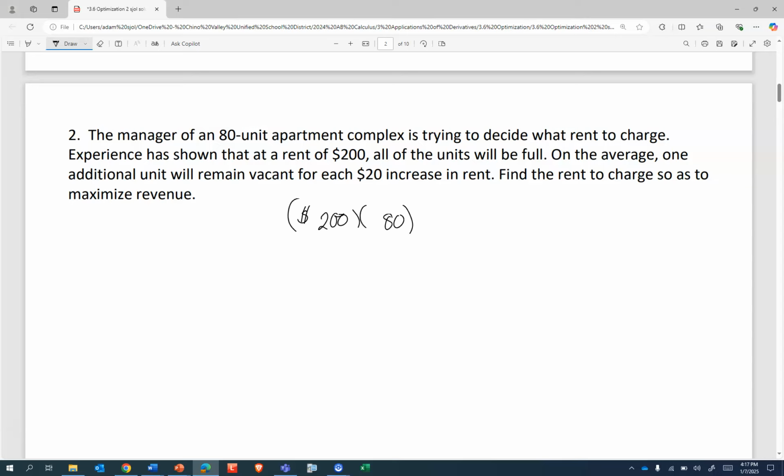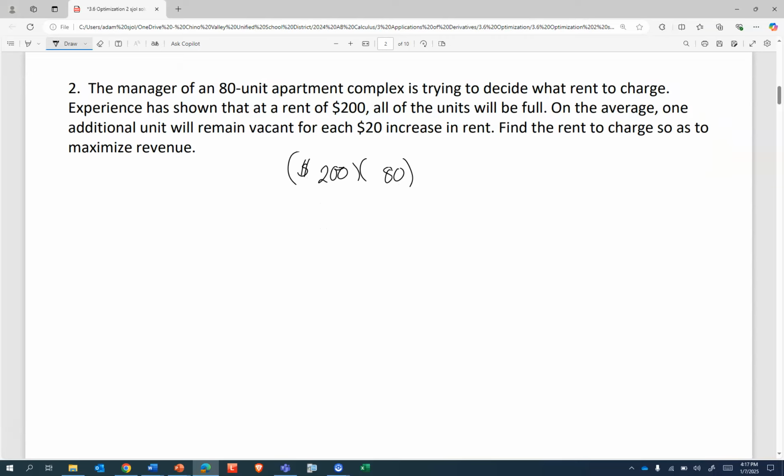On average, one additional unit will remain vacant for each $20 increase in rent. Find the rent to charge so as to maximize revenue. So if we're going to do $220 per apartment, then we will have 79 apartments full, which I think is actually a little bit more money. And $240 means 78 apartments will be rented. I think that's good enough to write our equation.